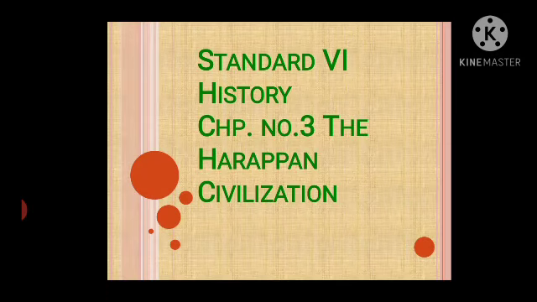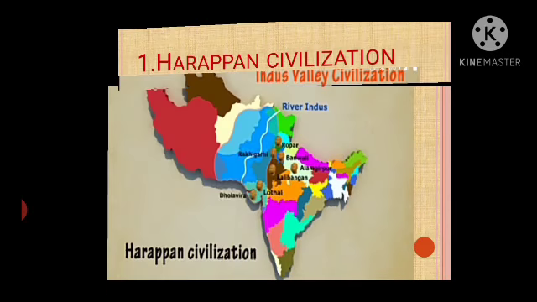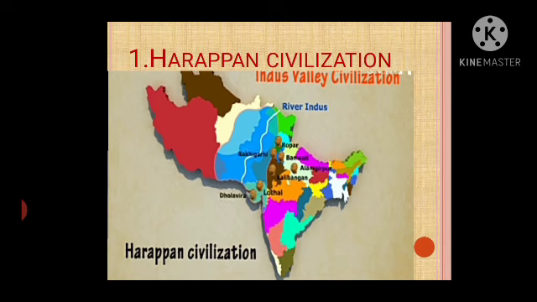Welcome children. Standard 6th History, Chapter number 3, the Harappan Civilization. Today we are going to learn about a new topic, that is Harappan Civilization. Children, do you know why the civilization is called Harappan Civilization? It is because this archaeological excavation first began in 1921 CE at Harappa in the Punjab on the banks of the river Ravi. It is also known as Indus Civilization.